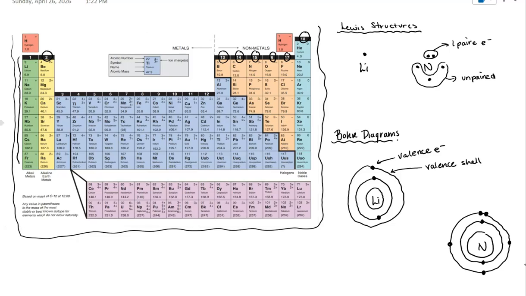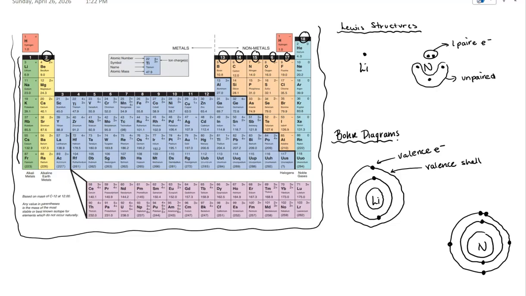Okay, next group over. Group number 2, all of those elements will also have 2 valence electrons. So calcium, 1, 2. Same with barium, right? 1, 2. Even though it has 56 electrons, its Lewis structure will always be 2 valence electrons.